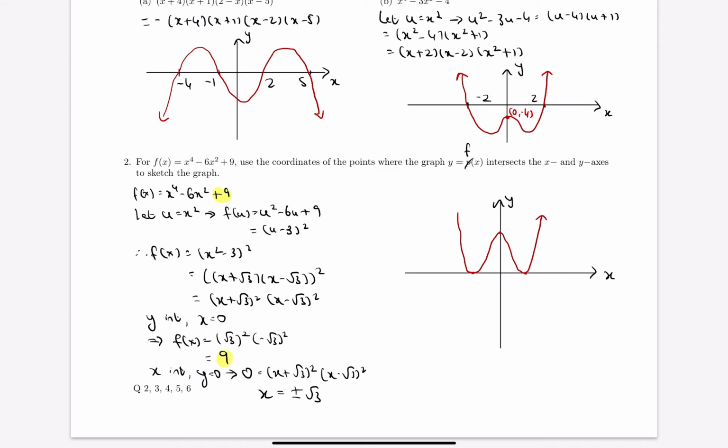All right. And then you just label all your points. So this is minus root 3, 0. This is positive root 3, 0. And this is 0, 9.